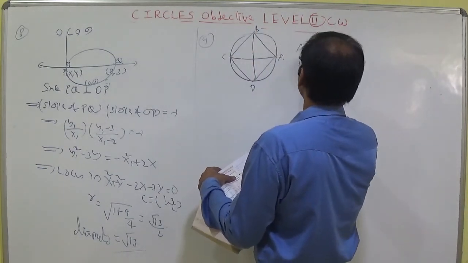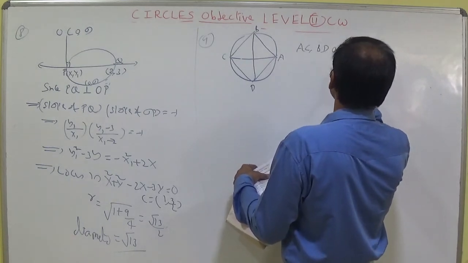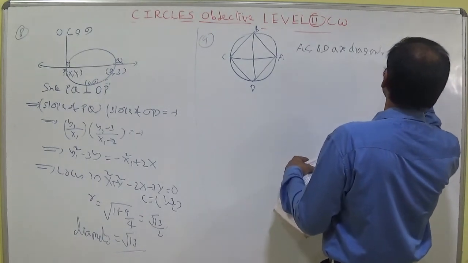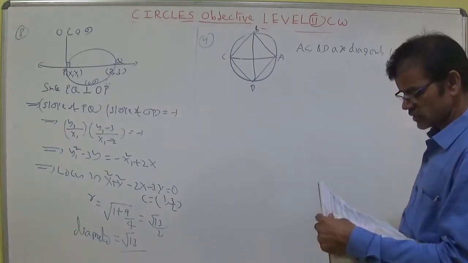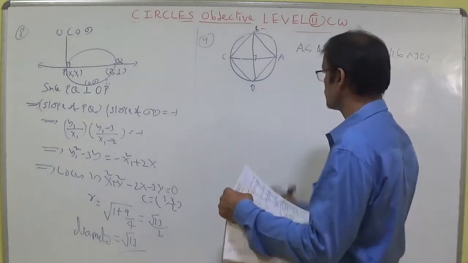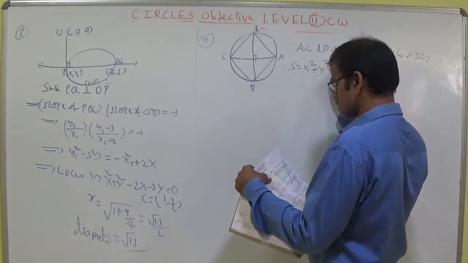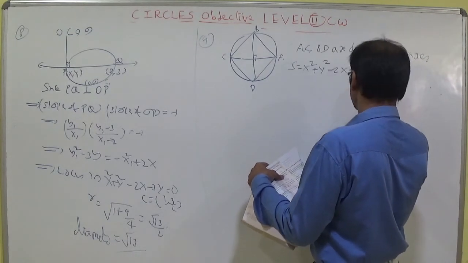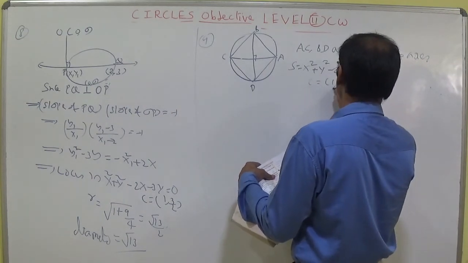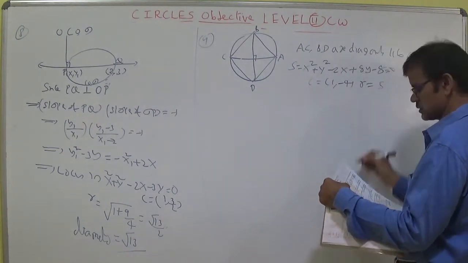AC, BD are diagonals which are parallel to the coordinate axes. We know that the diagonals are perpendicular, because they are parallel to the coordinate axes. Circle S is given as x square plus y square minus 2x plus 8y minus 8 equal to 0. So center you can write as (1, minus 4). Radius: 1 plus 16 plus 8, so it is 5.